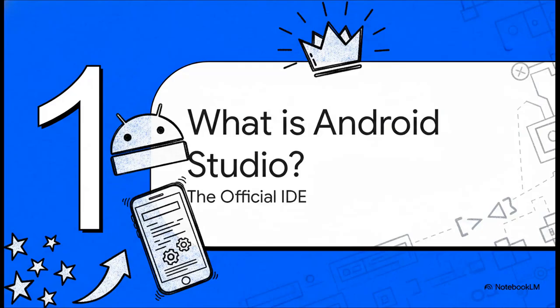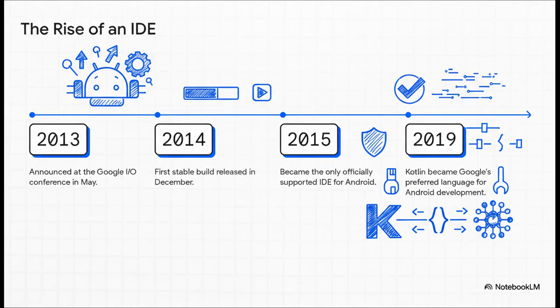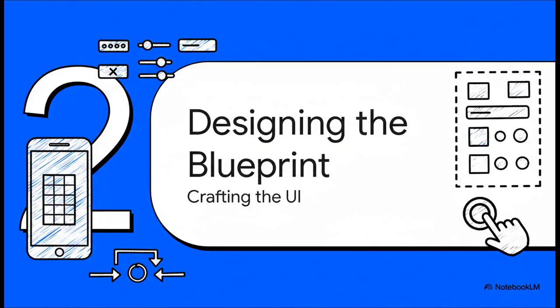So let's start with a quick look at how this incredibly powerful tool became the undisputed champion for building things on Android. Its rise to the top was, frankly, fast and decisive. It was announced back in 2013, and it hit its first stable release just 1 year later. By 2015, Google made it official, basically telling developers this is the tool now and dropping support for the older stuff. And then in 2019 came another huge shift, when it fully embraced Kotlin, making that the new, modern, and preferred language for developers.